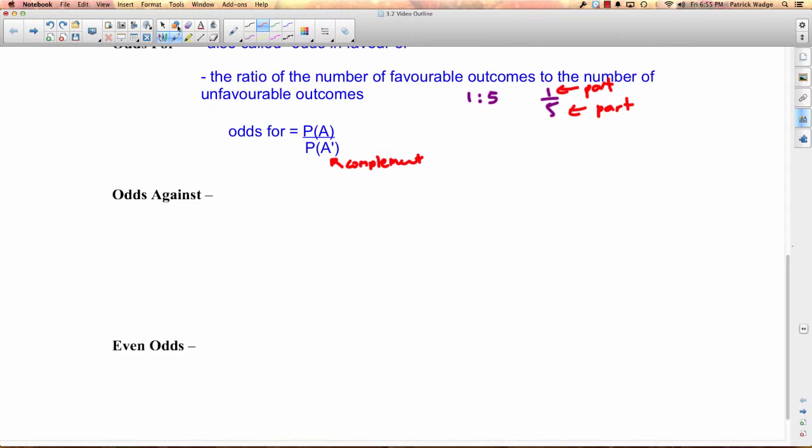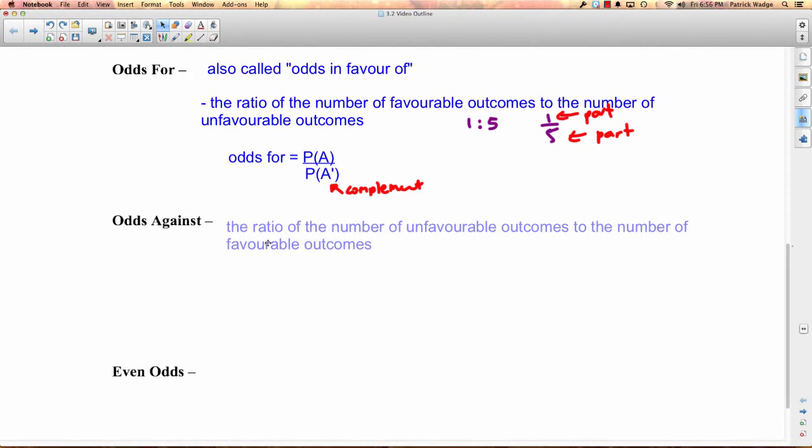Okay, odds against, very similar. This time it's the ratio of the number of unfavorable outcomes to the number of favorable outcomes. So you can see all you've done is taken this ratio and turned it around. If you want to know what the odds against getting a 2 on a die are, you compare the number of unfavorable outcomes. Well, there's 5 numbers on the die which are not the number 2, so those are the unfavorable outcomes. And you compare that to the number which are favorable, and there's only one, the number 2 itself. The odds against getting a 2 are 5 to 1. And the formula is just like this one, except as you'd expect, it's the opposite way around. You have the complement on top and the actual event you're interested in on the bottom.